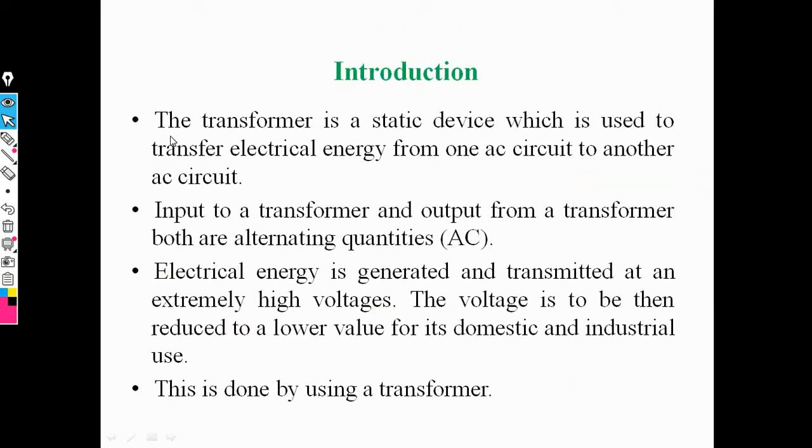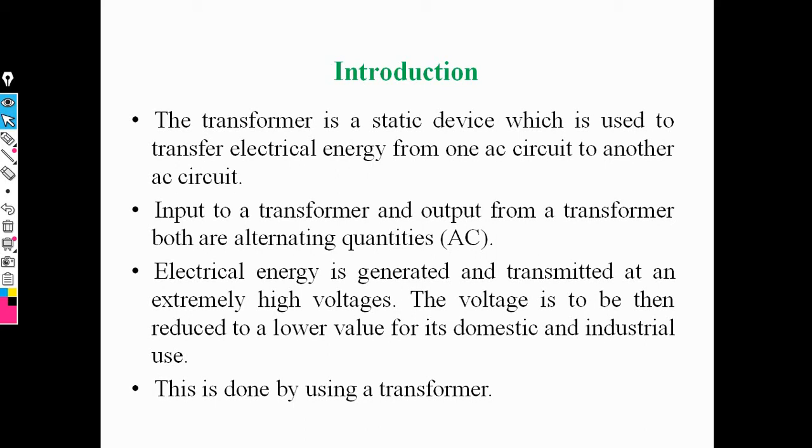Transformer is a static device. That means a transformer does not consist of any rotating part, and the main function of a transformer is to transfer electrical energy from one circuit to another circuit. It only operates on AC supply, not DC supply, because we need alternating current, that is, positive and negative voltage and current.